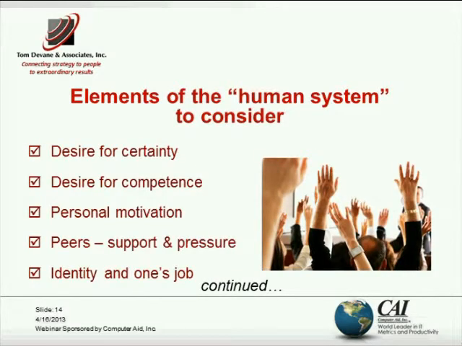So I like to think of elements of a human system that we need to consider. From a systemic standpoint, for one thing, people tend to like certainty. They like to know what's going to happen from one day to the next, and don't like things changing around them a lot inside the workplace. People also have a desire for appearing to be competent in their job. It's also important to consider personal motivation, because if we don't, we just have a logical system that needs to get implemented.